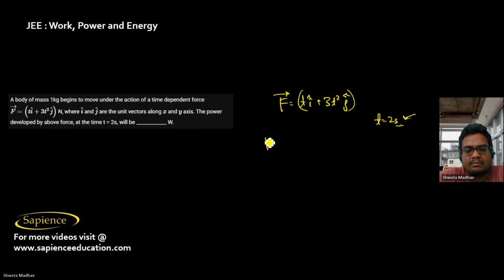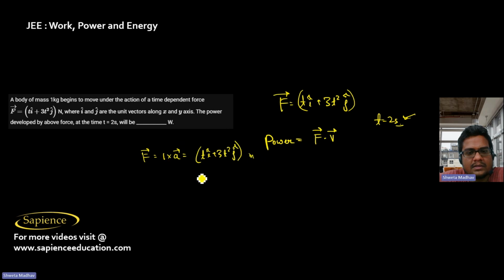So the power developed will be equal to F dot V, at time 2 seconds. Force is equal to mass into acceleration. Mass is 1, into A, that is equal to t i cap plus 3t square j cap. So acceleration is this much meter per second square. Now velocity you have to find, V equal to integral A dt.